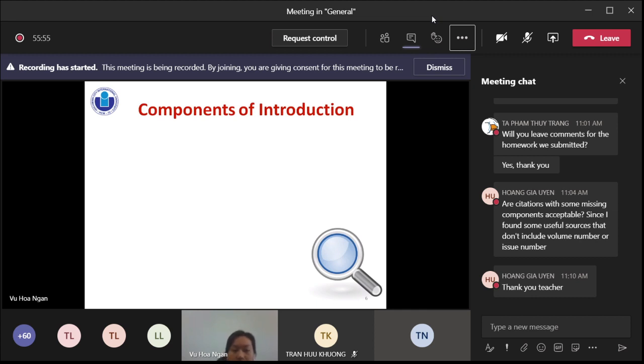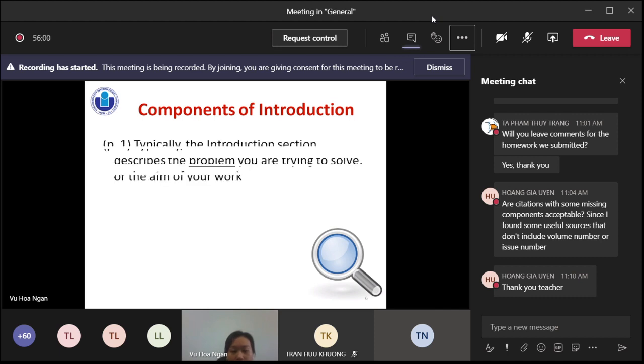Now let's see. Let's move on. Components of the introduction. So the thing is, what should be included, right? What should be included in the introduction? Most of the time, the introduction section describes the problem. You introduce the problem. You introduce the aim of your work and the aim of the target of your paper.